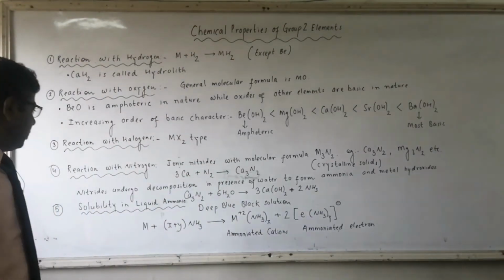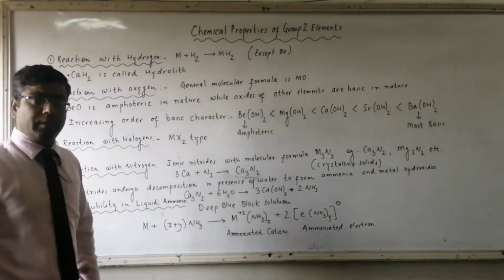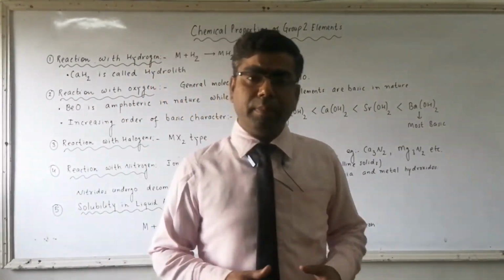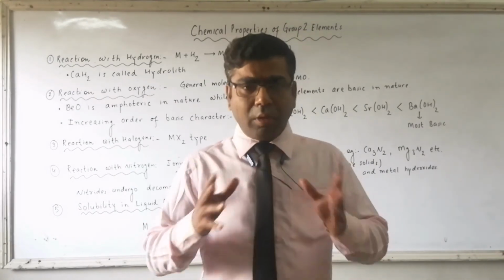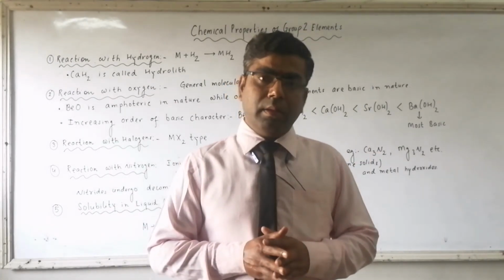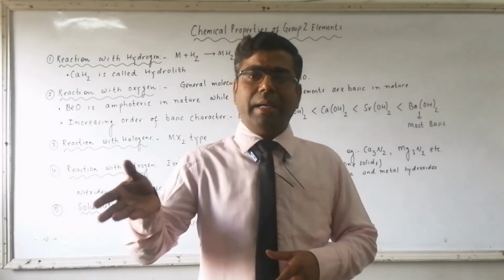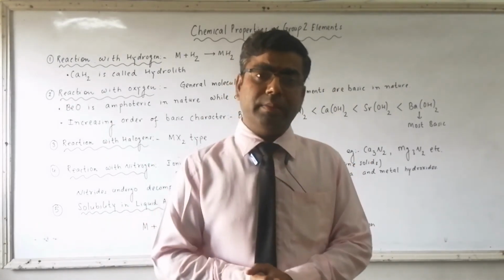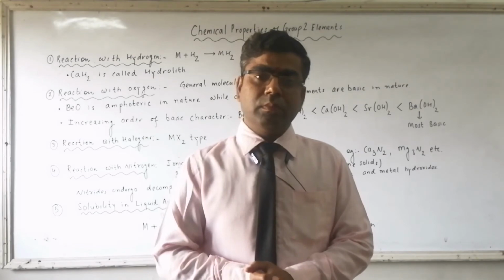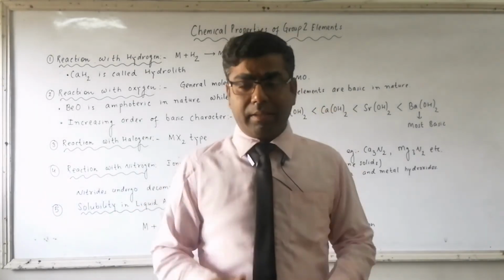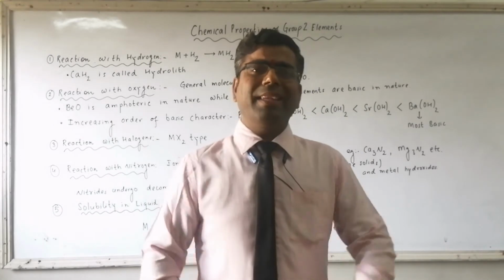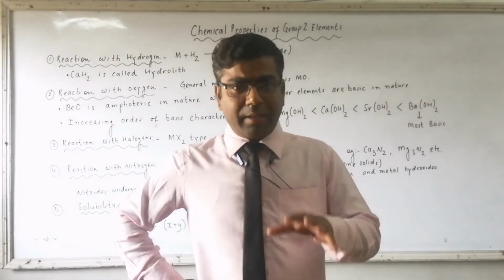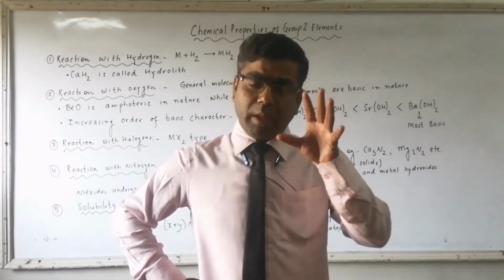Then the last one, solubility in liquid ammonia. What happens when alkali metals are added to ammonia? Alkali metal gets dissolved in ammonia. What happens when sugar is added to water? Sugar gets dissolved in water. We get sugar solution. So when alkali metals or alkaline earth metals are added to ammonia, they get dissolved in ammonia and we get a solution of alkaline earth metals in liquid ammonia.